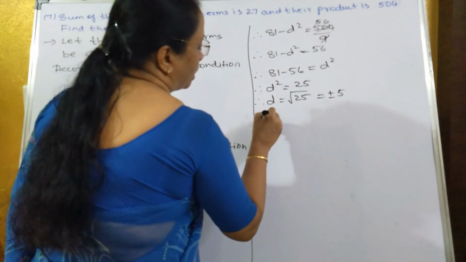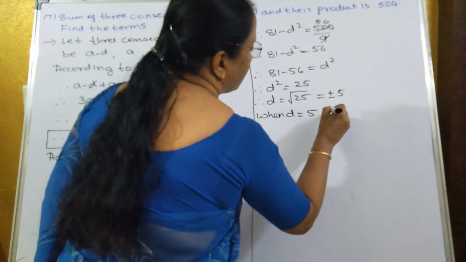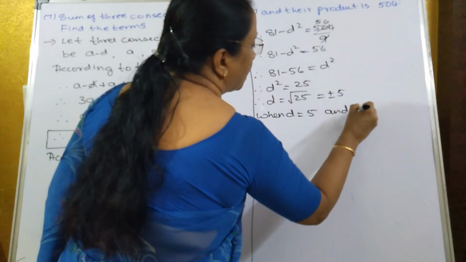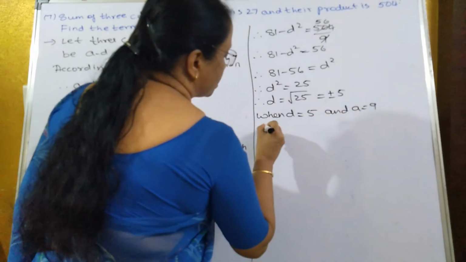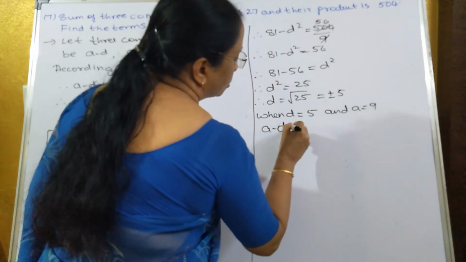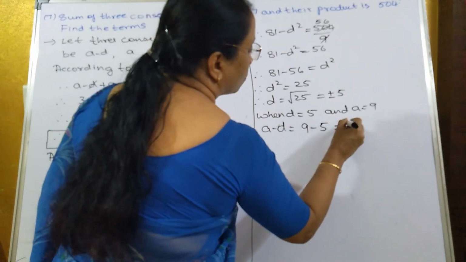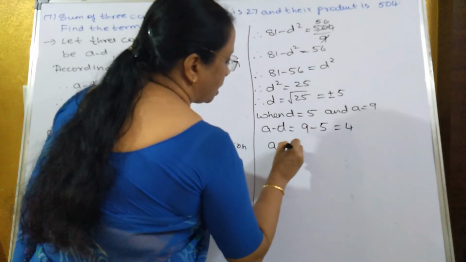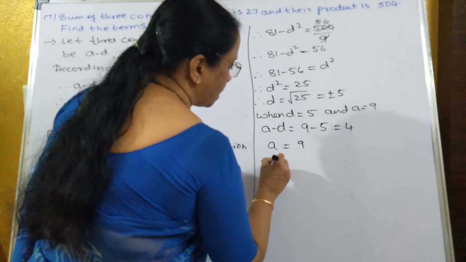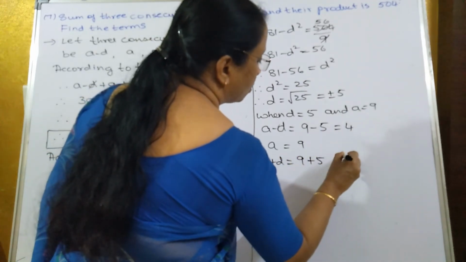So when D is equal to plus 5 and A is equal to 9, what is A minus D? A minus D is equal to 9 minus 5, that's equal to 4. What is A? A is equal to 9, and what is A plus D? A plus D is equal to 9 plus 5, that's equal to 14.